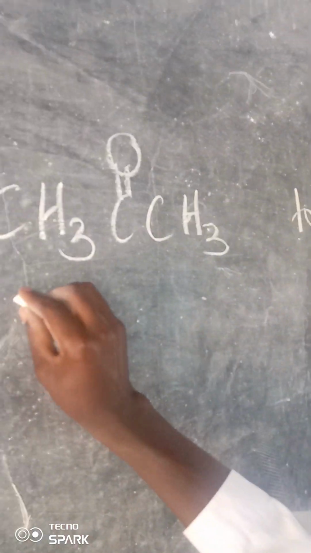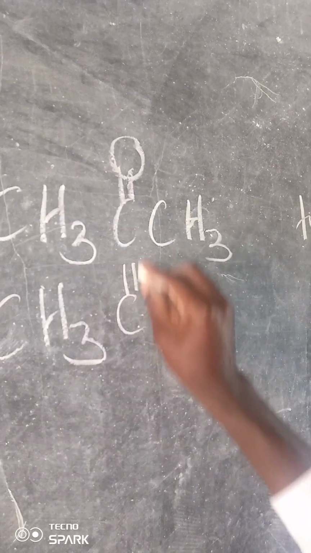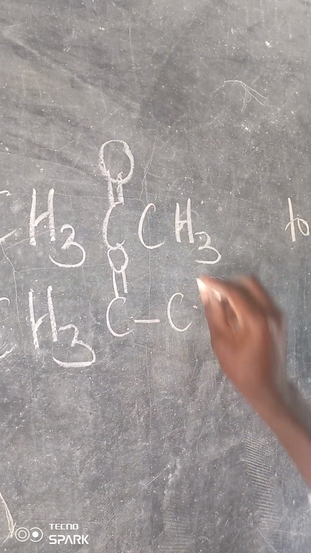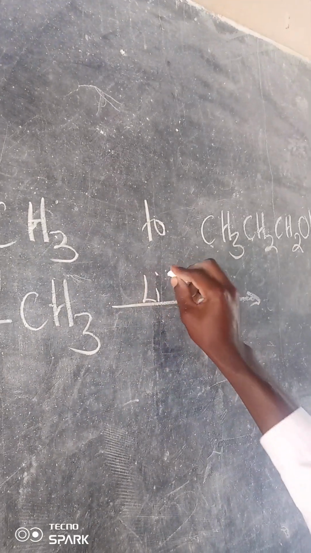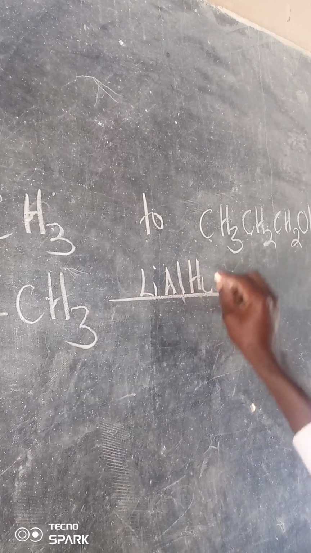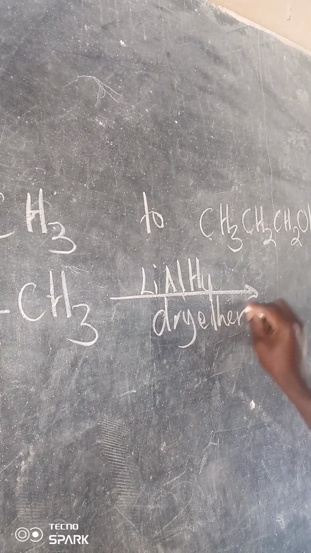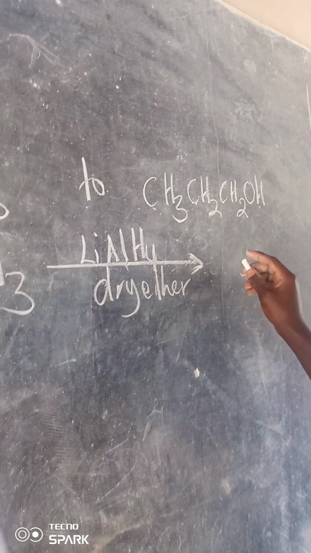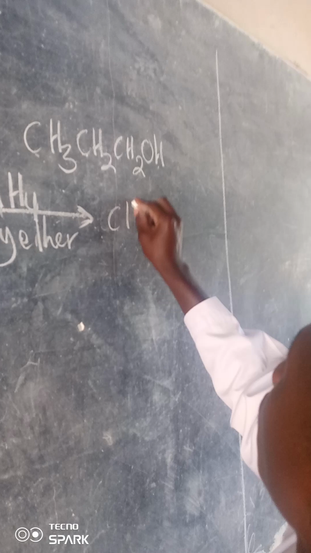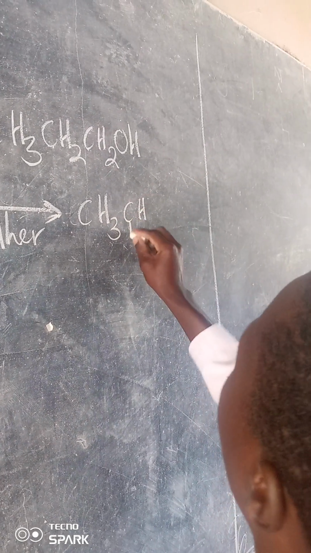I'm going to first reduce this one using lithium aluminium hydride in the presence of dry ether, to get a secondary alcohol, which is propan-2-ol. A secondary alcohol.